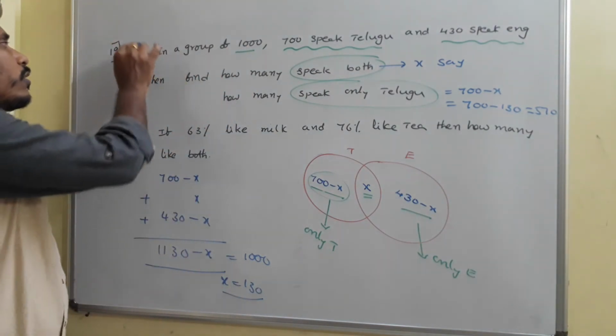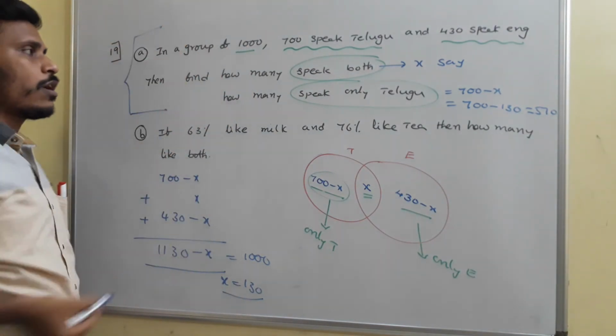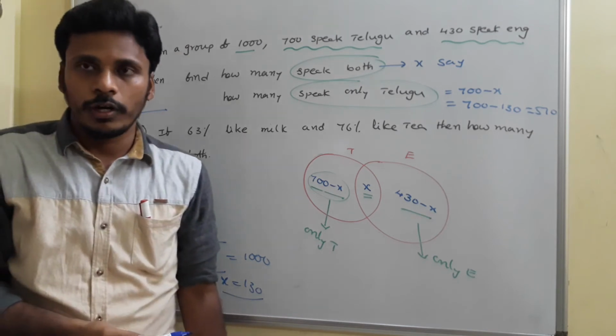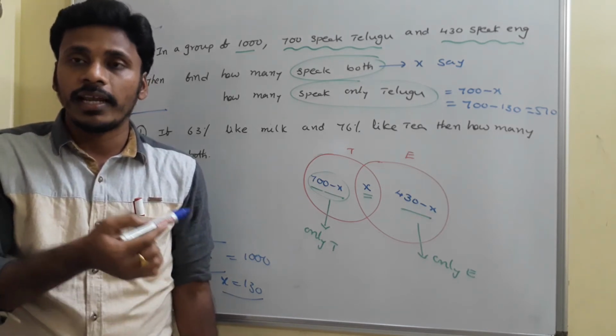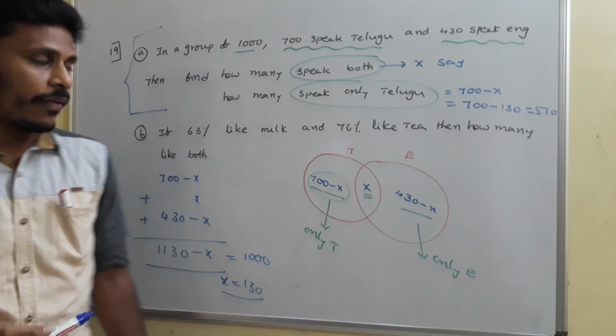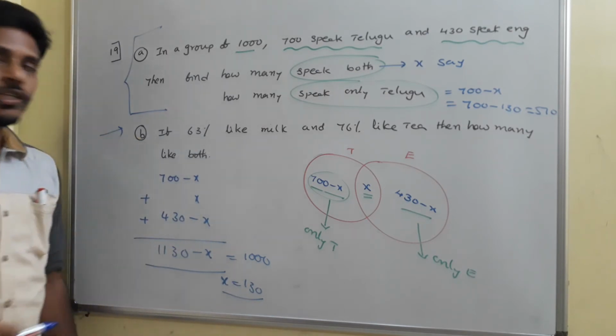So to solve these types of problems, we have two ways. One way is using the n of A union B formula, and the other way is simply by analyzing its Venn diagram. So just have a look, and then I will discuss this second one. You just try it for some time.